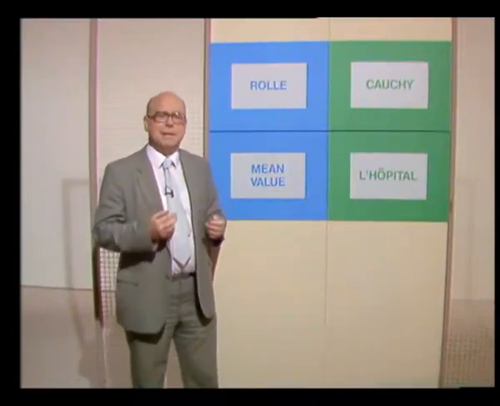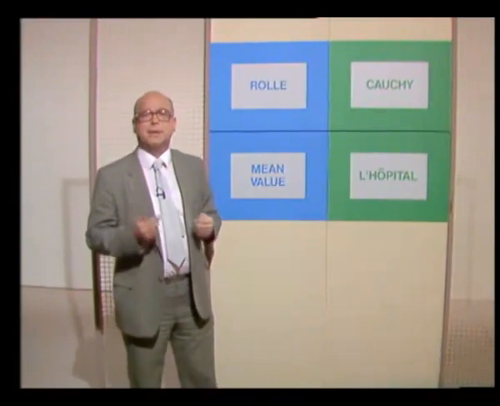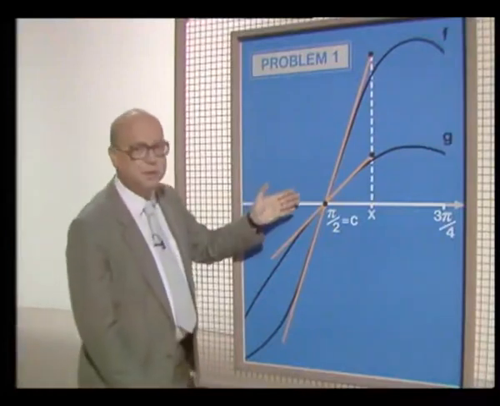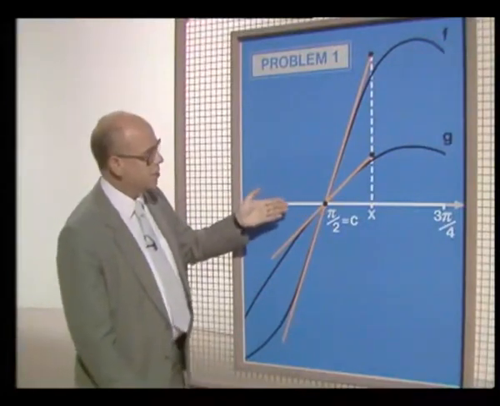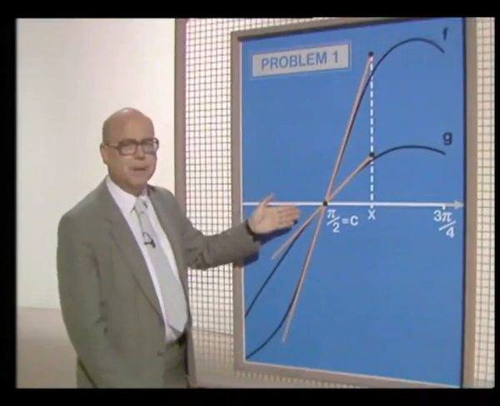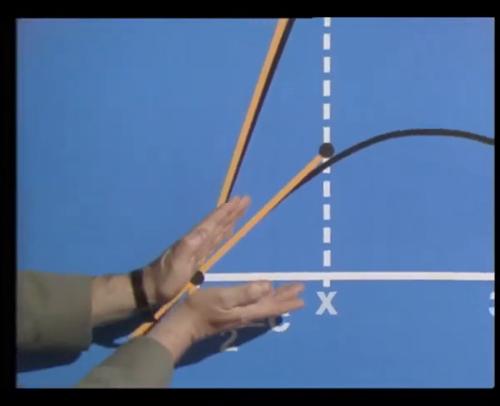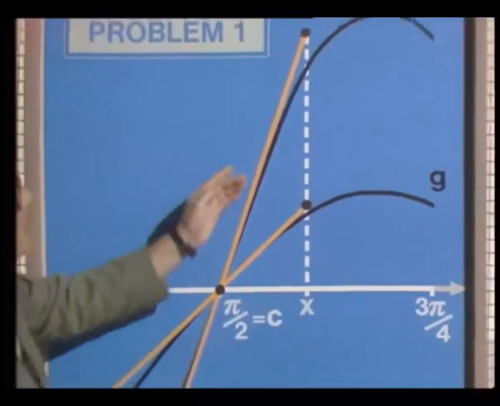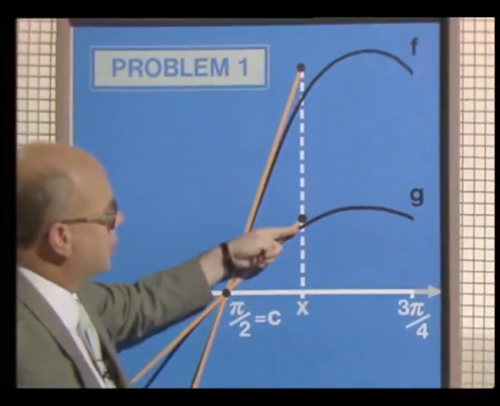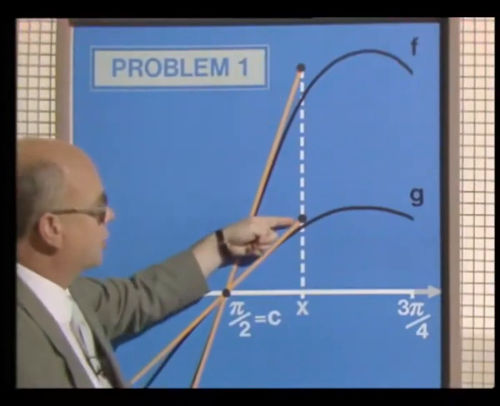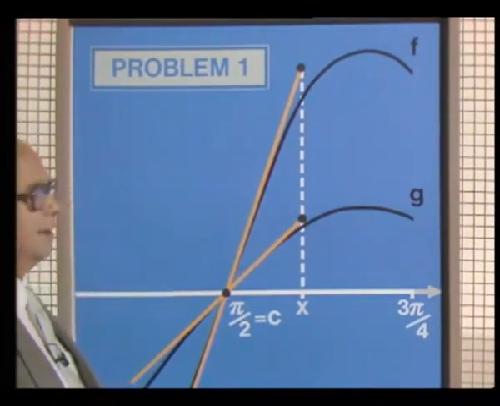And following the same idea of looking at things geometrically, let's have another look at problem 1. Here are f and g again, but this time with the tangents drawn in at c equals pi by 2. If you look close to pi by 2, you find that the tangents closely approximate the curve. And because these triangles have the same base, you find that the ratio of f over g is more or less the same as the ratio of f dash over g dash, and that looks as though it's 3 to 1.